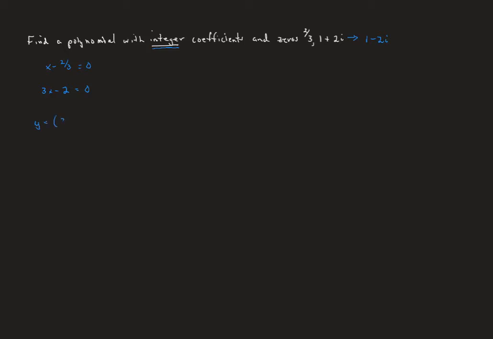So we're going to get 3x minus 2 times. Now from the 1 plus 2i, we're going to get x minus 1 minus 2i as a factor. From the zero 1 minus 2i, we're going to get x minus 1 plus 2i as a factor. So there is our factorization, but now we want to multiply that all out.